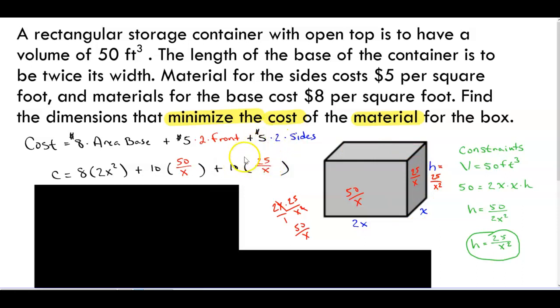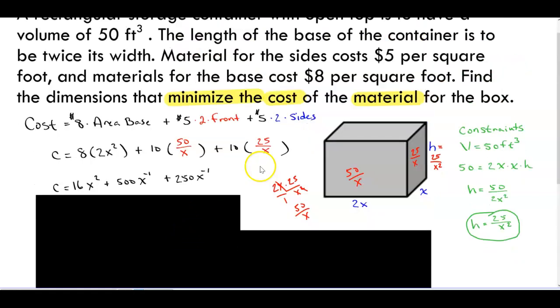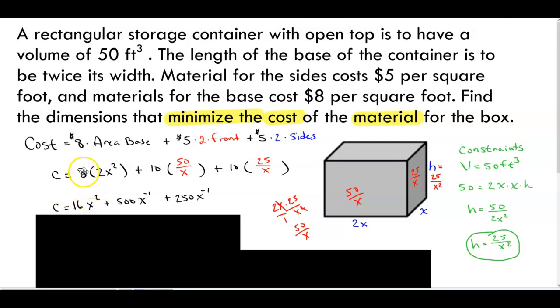So I'll do 2 times 5 is 10, and then the area of this side. So I'm going to combine those together. So I end up with my new expression, 10 times 50 is 500. Instead of writing divide by x, remember we could write that as x to the negative 1. Same thing here, 10 times 25 divided by x is the same as 250 x to the negative 1 power.